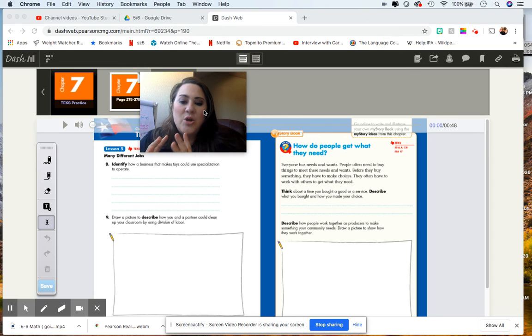And then you are also going to describe how people work together as producers to make something your community needs. Draw a picture to show how they work together. Well, our community needs food. And so we have farmers who are producers, whether they are producing meat or vegetables. But what are some other things within our communities that we need where people are working together to produce it? Be creative with your picture.